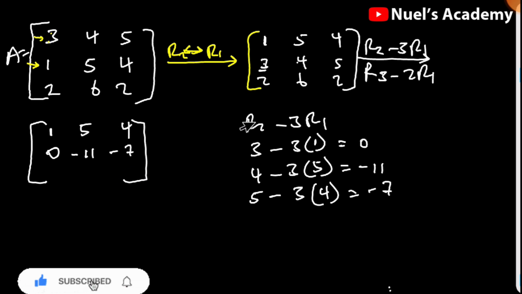Alright, let's come to this row 3. The row operation is row 3 minus 2 row 1. So let's start with 2. We have 2 minus 2 times row 1 here, which is 1.